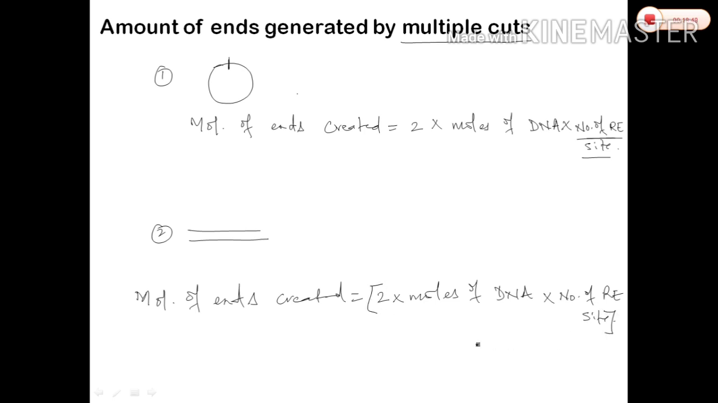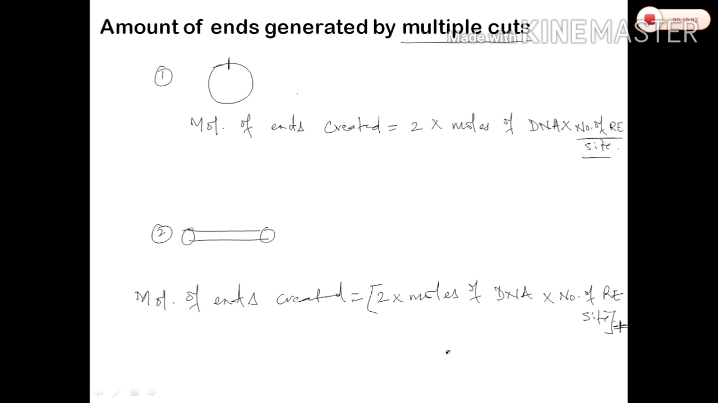In the case of linear DNA, this is the formula, but with an addition. The moles of ends created uses the same formula: 2 into moles of DNA into the number of RE sites, plus, you take this into a bracket, plus, because we said earlier that two ends are already present in the linear DNA.